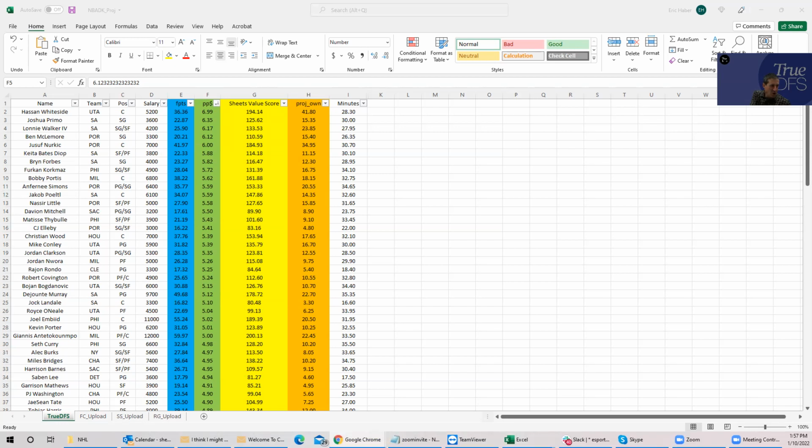You're going to have Lonnie Walker at 4,200. You're going to have Keita Bates-Diop at 3,800. So this is actually really useful. You could use this type of value if you do things like I suggested earlier, that being spending a lot on maybe a LaMelo Giannis mini stack or something like that. That's where these types of value plays come in somewhat handy.